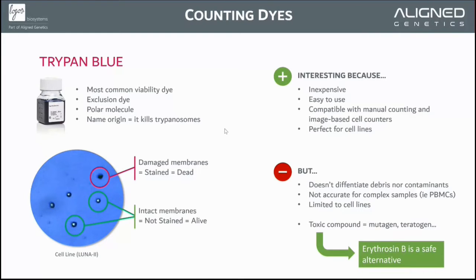Luckily, we propose a safe alternative, which is Erythrosin B. So if you're working with the Trypan Blue, maybe consider switching to a safe dye. This dye is actually a food stain and it's pink colored, but it's working exactly the same way. And that is safe, and we are the only one to propose it. So Trypan Blue is a common, easy to use, and inexpensive dye, but we've seen the limits and the precautions when you use it.